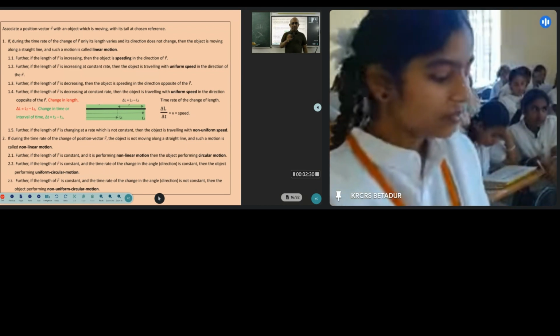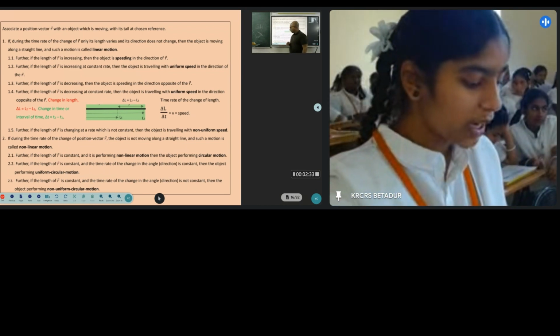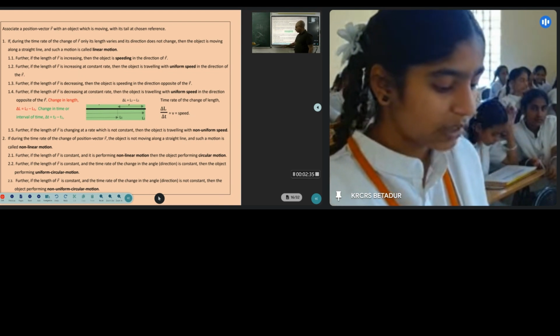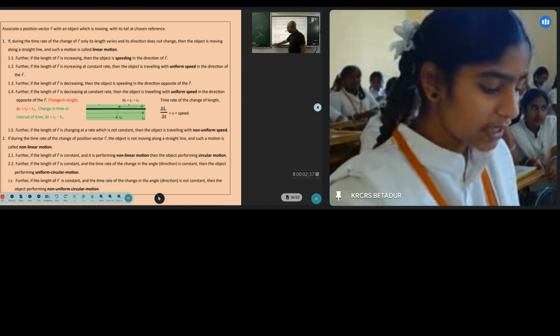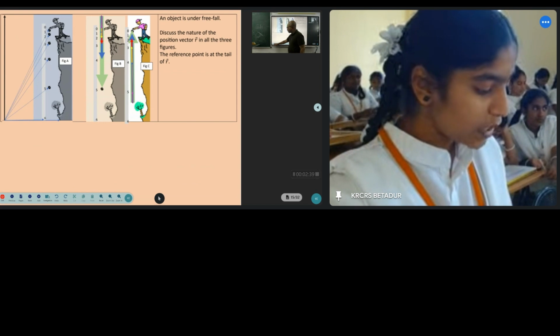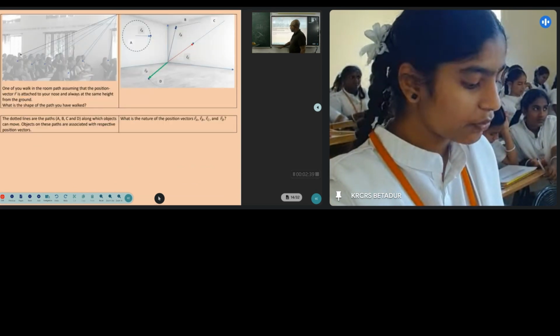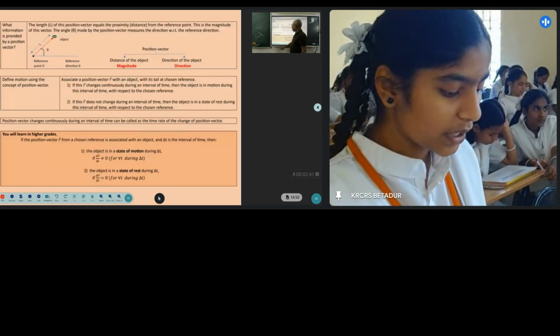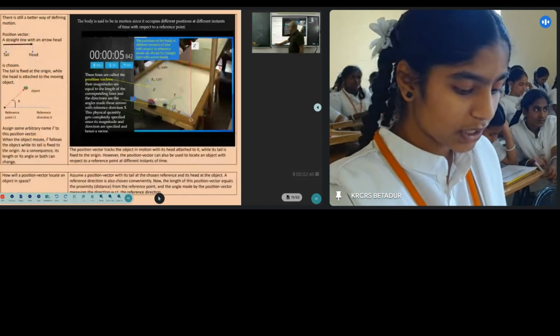What should we do next? Further, if the length of r bar is increasing with respect to time and r bar is in the direction of plus x, then it is speeding in the direction of x. Let its speed at an arbitrary instant be v.